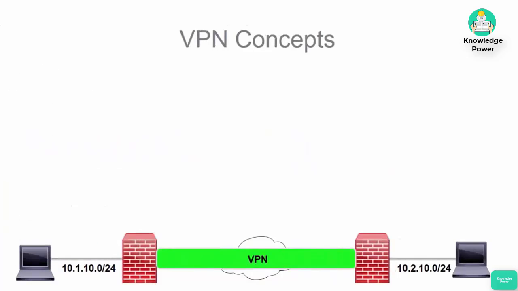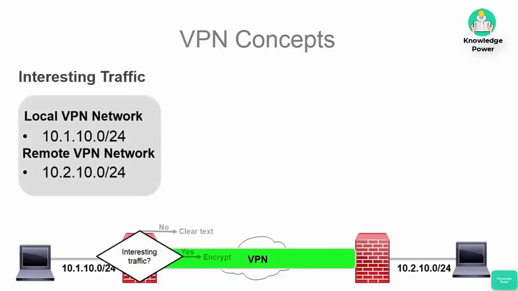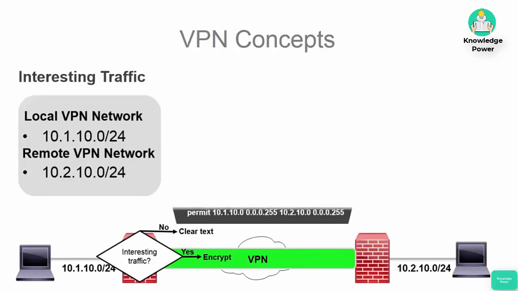Now we will take a look at how an IPsec tunnel is formed for both types of tunnels. First, the traffic that needs to be encrypted must be defined. This traffic is called interesting traffic. You may only want to send certain traffic over the VPN tunnel. Interesting traffic is defined with an access list on the VPN gateway.